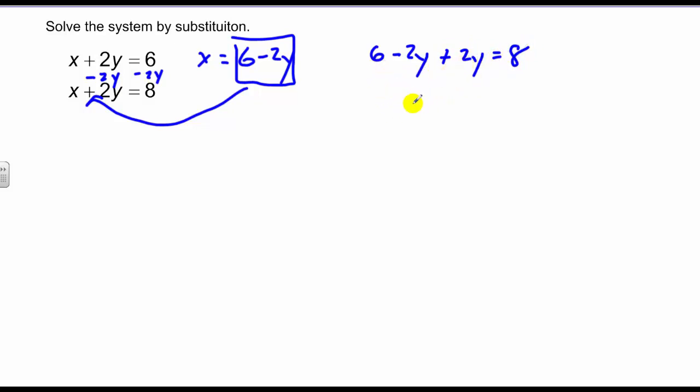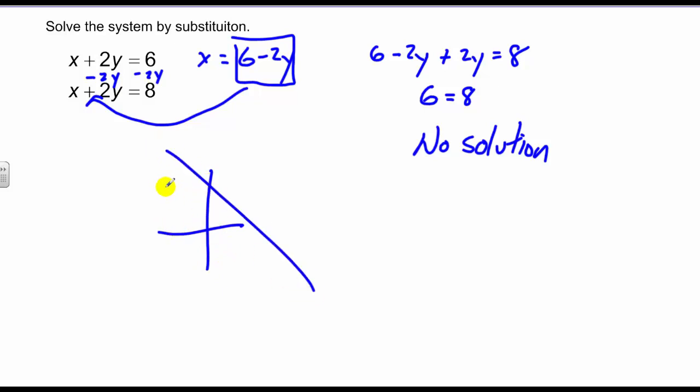Notice the two y's go to 0 because negative 2y and positive 2y is 0, and all of a sudden my variables have dropped out of the equation and I get a statement of 6 equals 8, which is not true. If you end up with your variables leaving you and end up with a statement that's not true, we say there's no solution to our system. And what that means is if I was to graph this, remember, the only way you get no solution is if you had parallel lines.